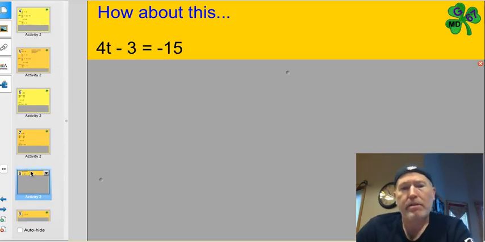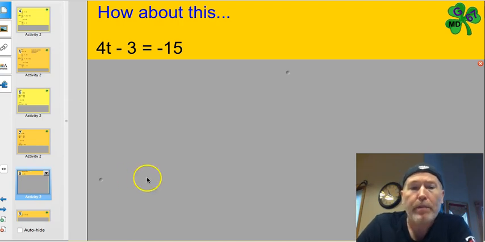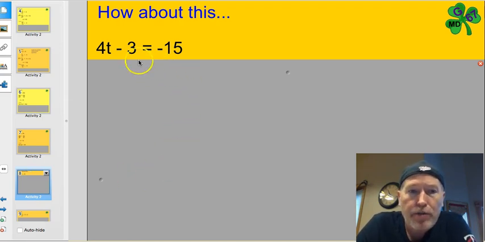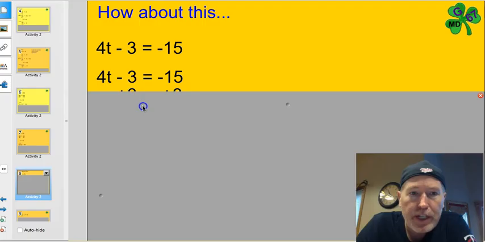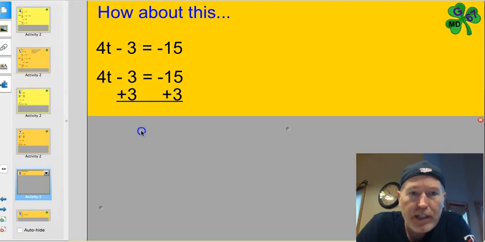How about this? Give these a shot. Here's a two-step equation with a negative number. I think you can do this. Give it a shot. All right. Well, in a two-step equation, you first have to get rid of this trash over here so that you can get closer to isolating that variable. So the first thing I'm going to do is take that negative 3 and get rid of it by adding 3 to both sides of the equation.